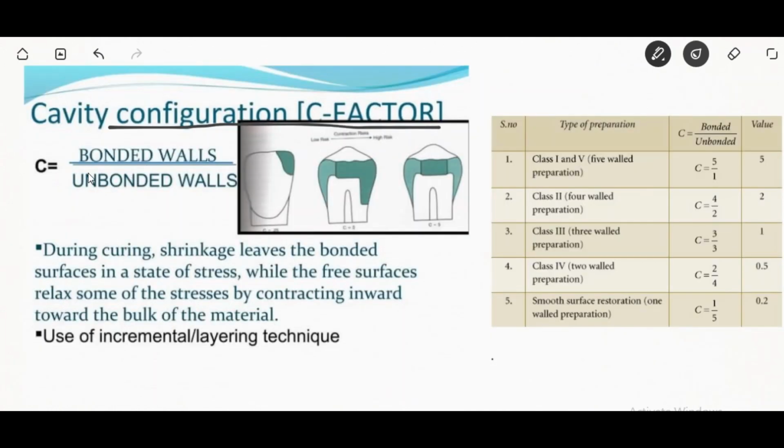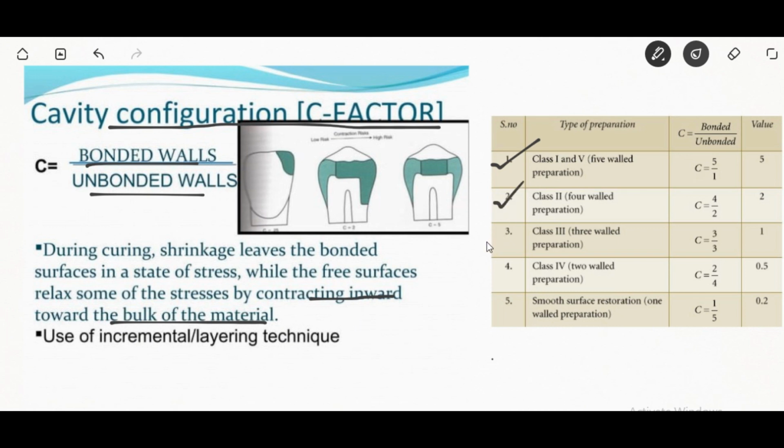Coming to the C factor, the C factor was introduced by Professor Carol Davidson. It is the ratio of the bonded surface of restoration to the unbonded surface. So the ratio of the bonded surface of restoration to the unbonded surface is the C factor.